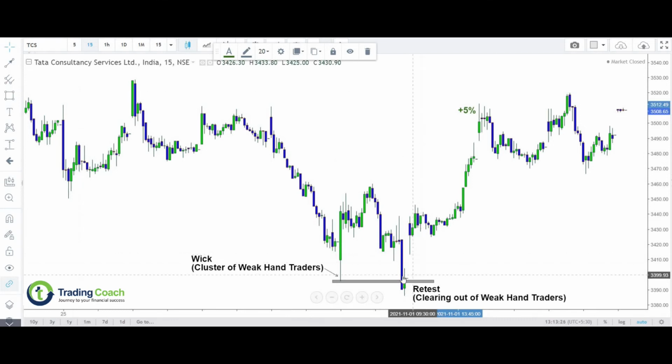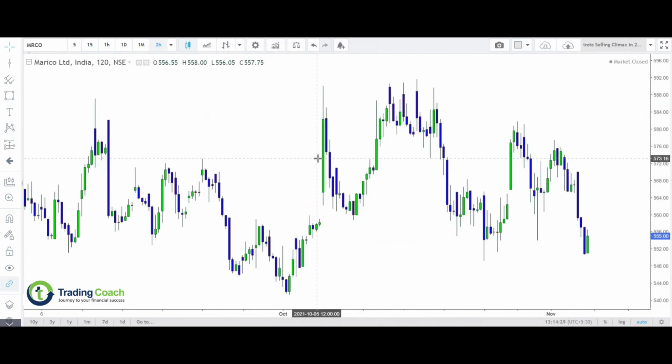Alright, so you can take a long position right after the bounce back, and you can keep your stop loss just below the turning point, and you can ride the market behavior all the way to the top. It's a very simple setup. At the same time, it's one of the very high probability trading setups. Alright, so we have seen the example of a bullish wick retest trading setup.